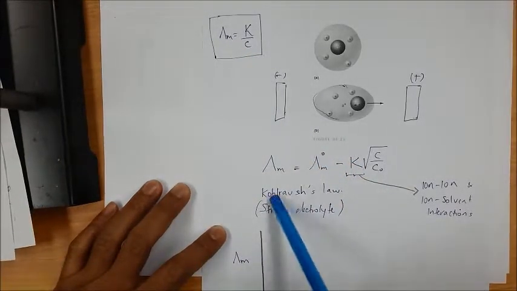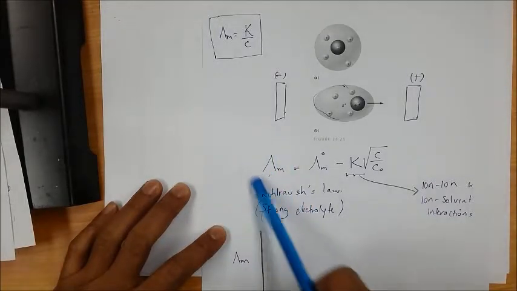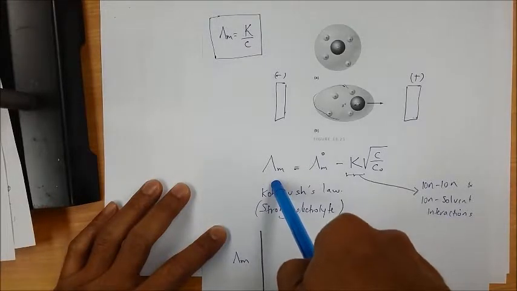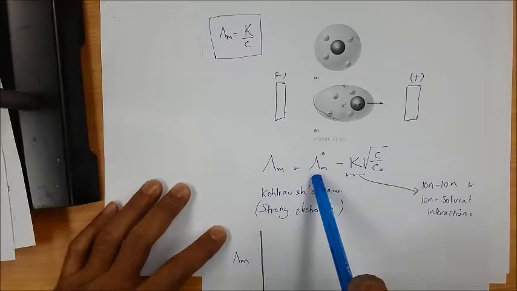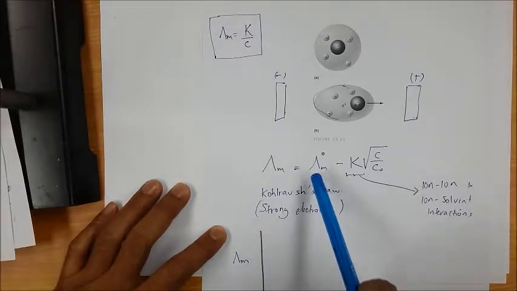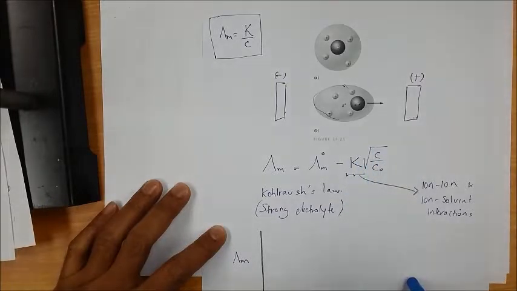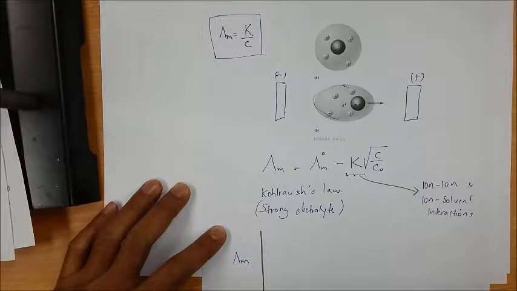Now, Kohlrausch Law for strong electrolytes found that the molar conductivity of an electrolyte at a given concentration is equal to the molar conductivity at infinite dilution minus a constant times a function of the concentration. This here is C over C naught. C naught is just a standard concentration, which is 1.